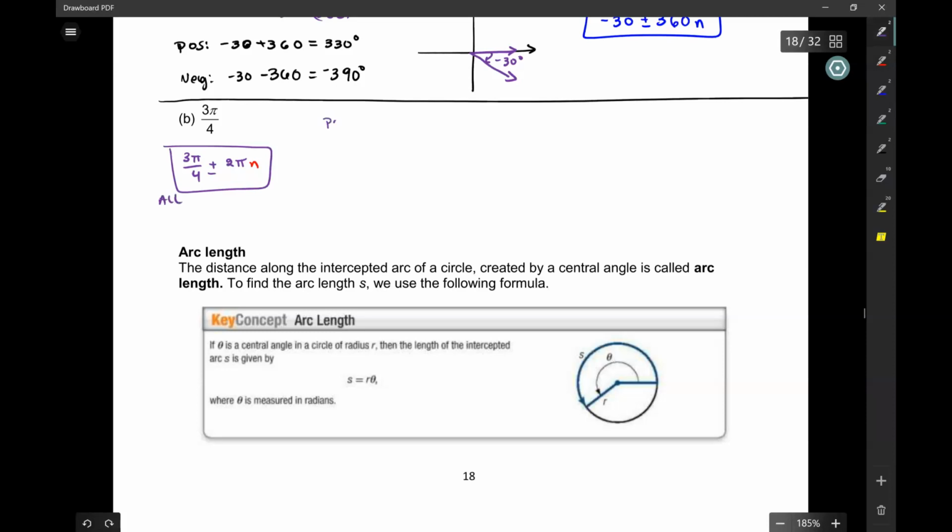Now, if I want one positive, I add 2 pi. This is what you were doing over the weekend for homework. And if I want a negative, I subtract 2 pi. So go ahead and find the positive and negative for these.